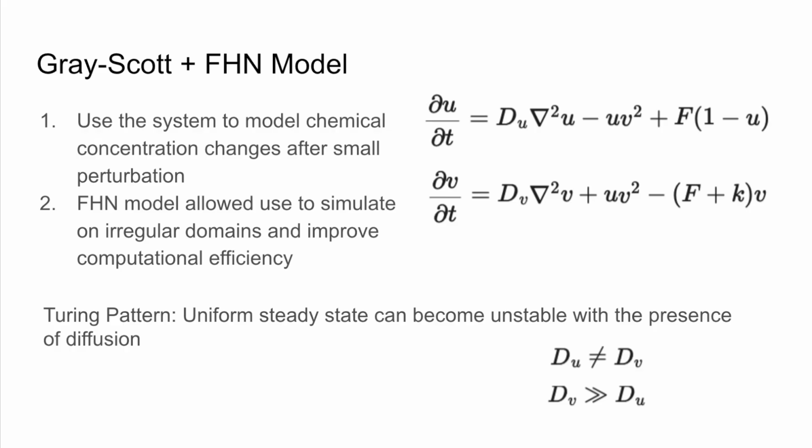We also used the FHN model as another reaction diffusion system in class, and we applied it to observe how these patterns behave on irregular domains. This connects to Turing pattern formation, where a uniform steady state becomes unstable in the presence of diffusion. This normally happens when diffusion rates are sufficiently different, so generally when the diffusion rate of V is much, much larger than that of U, which leads to more complex patterns.